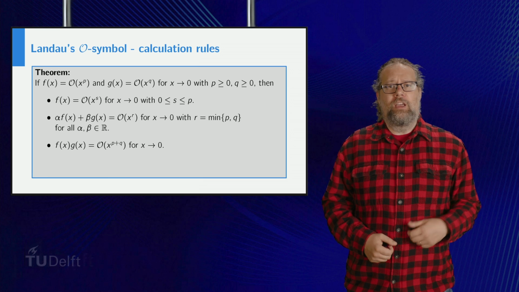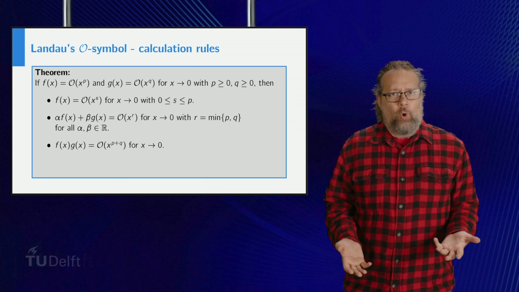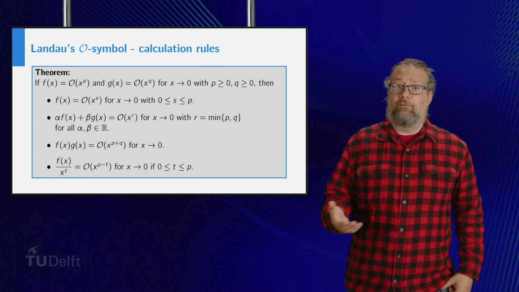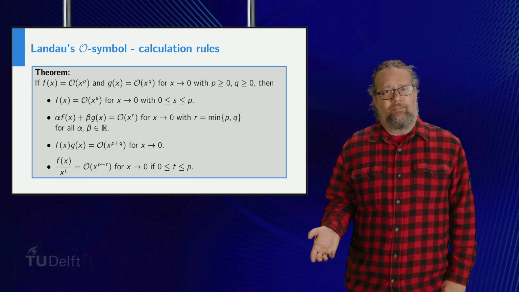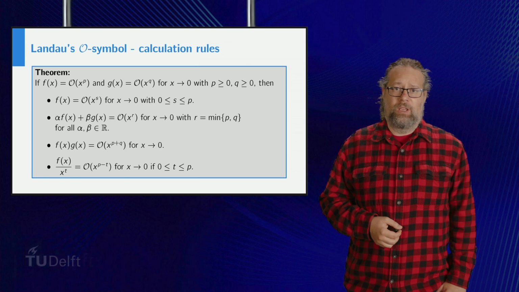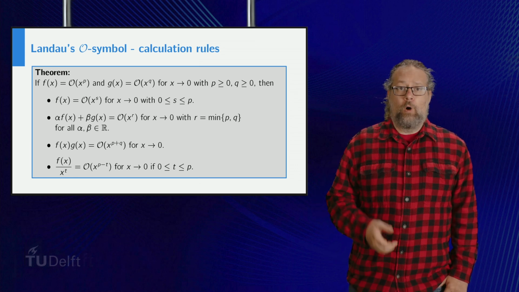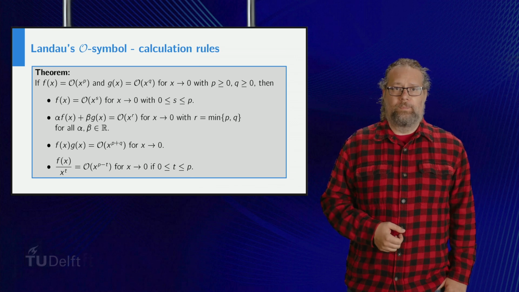Multiplying f and g gives us a new function that is order of x to the power the sum of p and q. And finally, if we divide f by x to the power t, the new function is of order x to the power p minus t, for t between 0 and p.